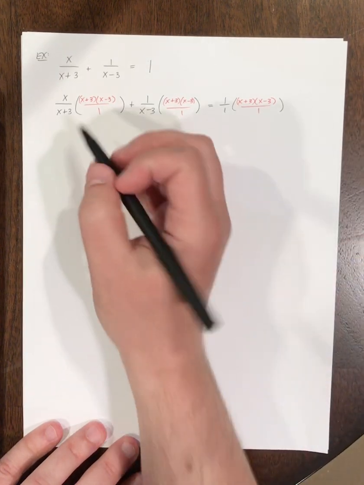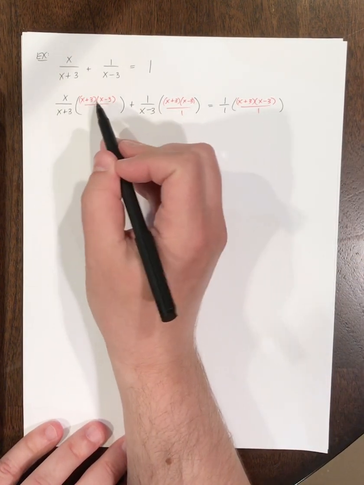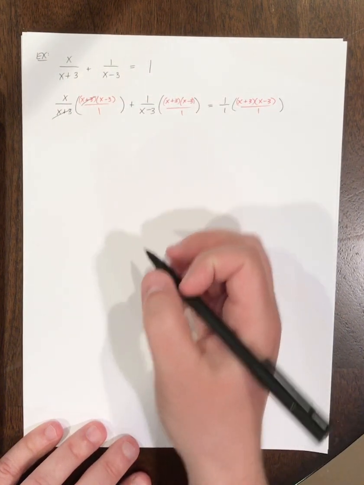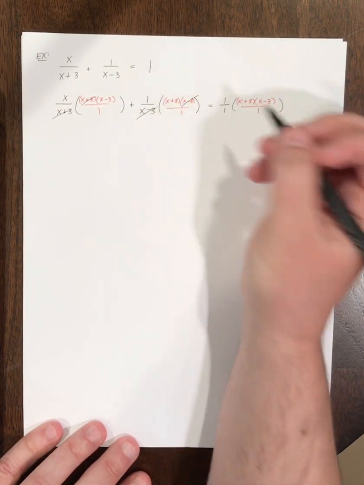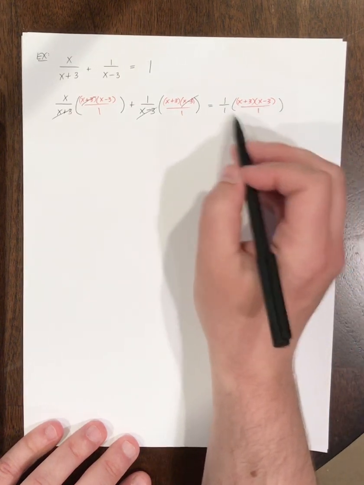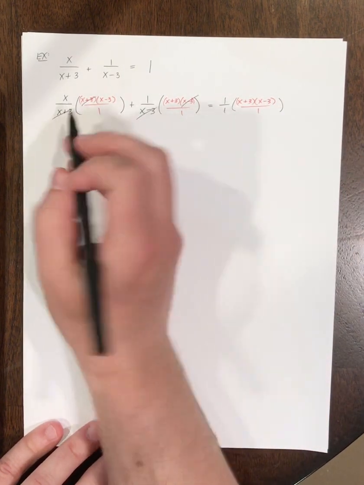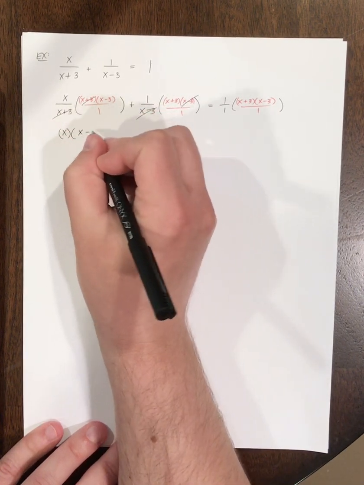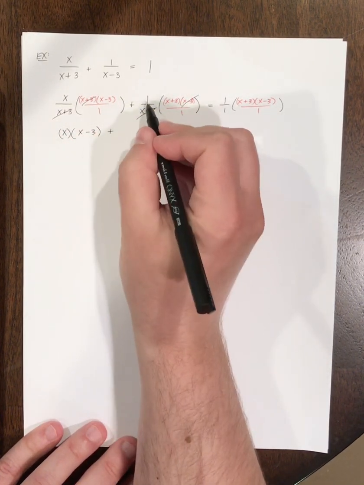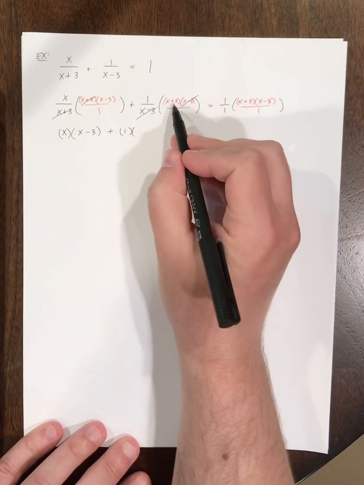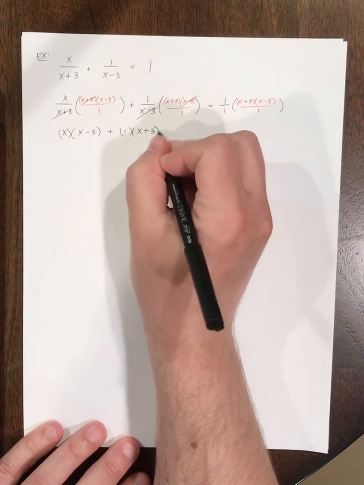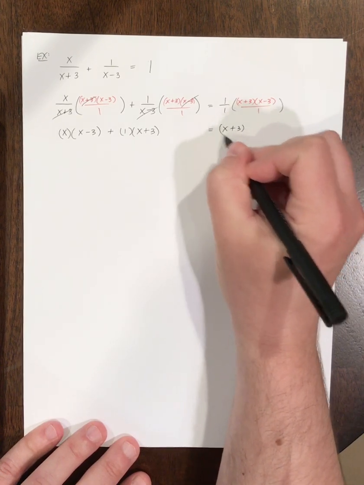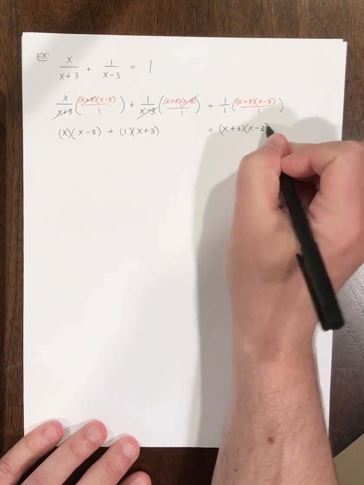And now you can cancel common factors. So here the x plus 3 cancels. Here the x minus 3 cancels. And nothing cancels over here. So you have the numerator x times this x minus 3 plus this 1 times this x plus 3 is equal to x plus 3, x minus 3.